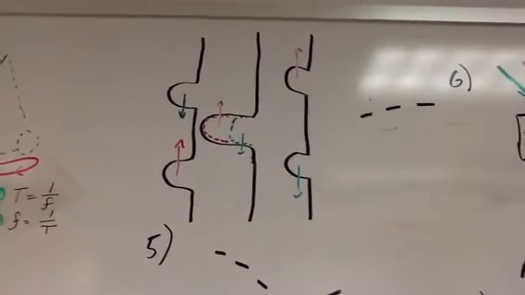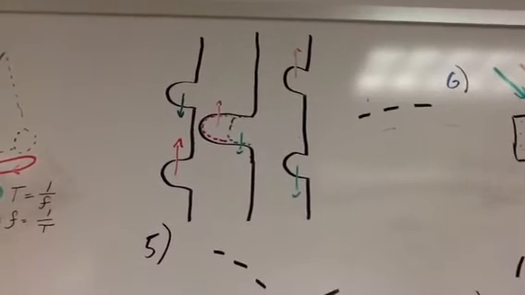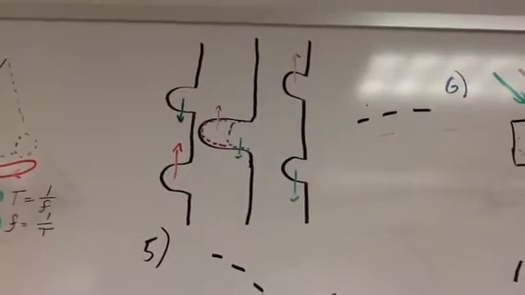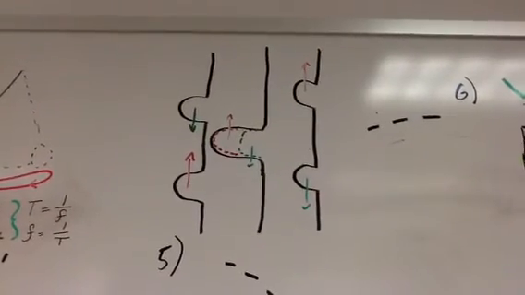If this was a crest and a trough, we would have had destructive interference, or canceling of the wave. Because these are both crests, you have constructive interference, or increasing the size of the wave.